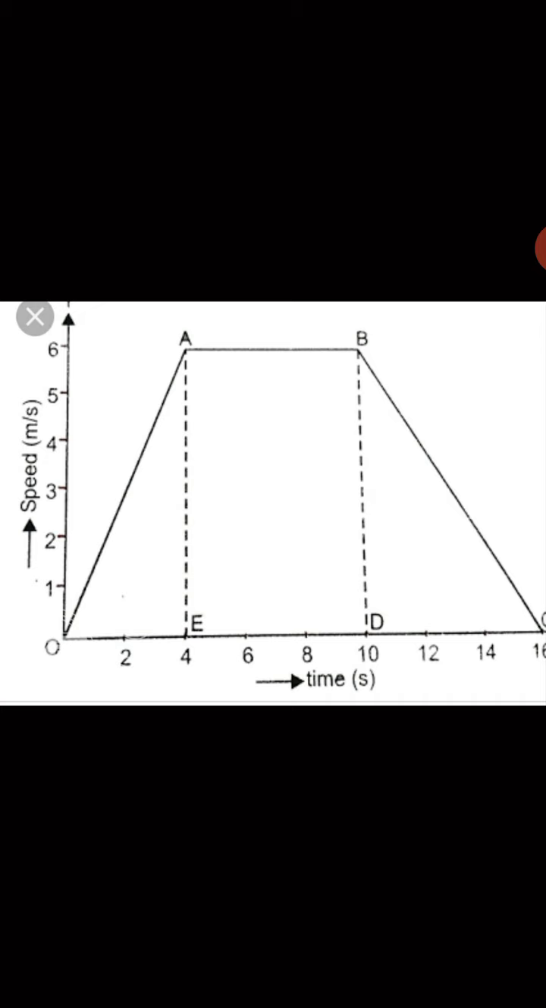So this is how speed and time graphs are read.